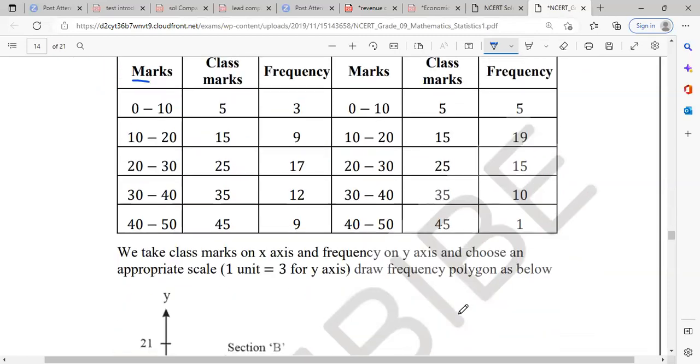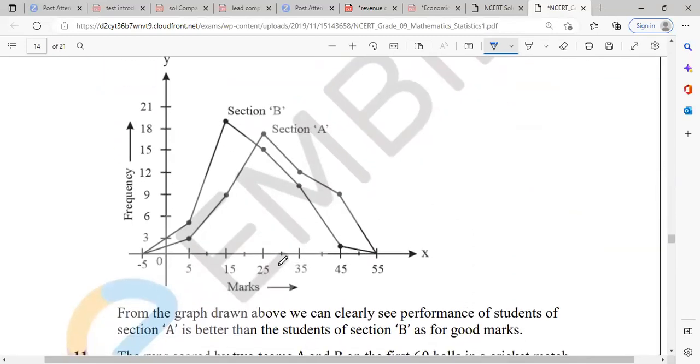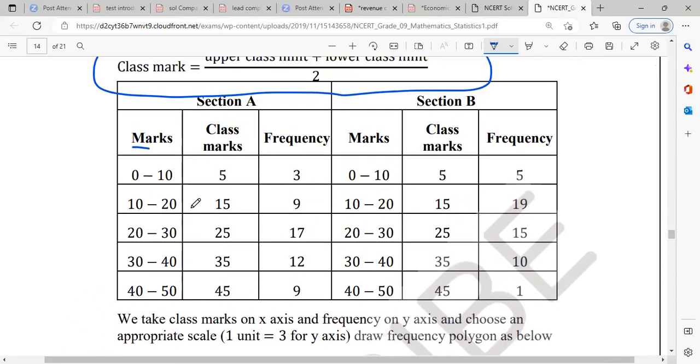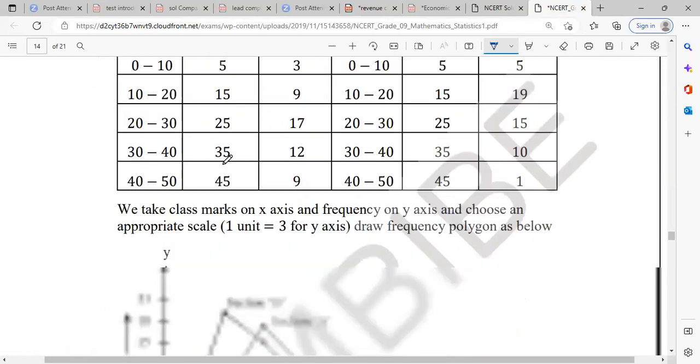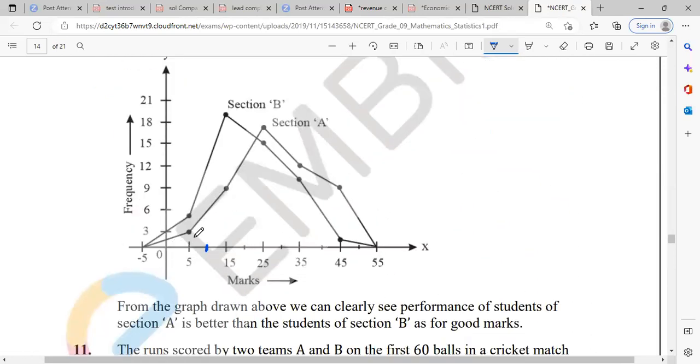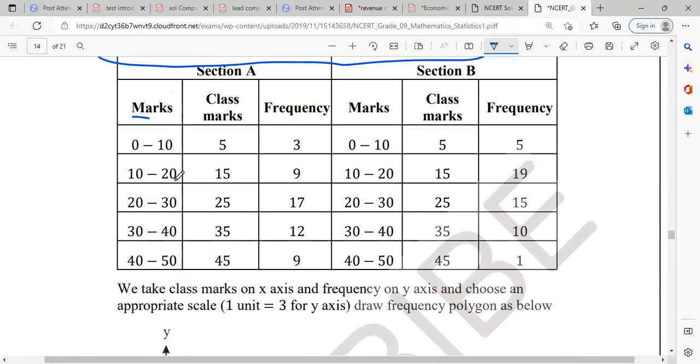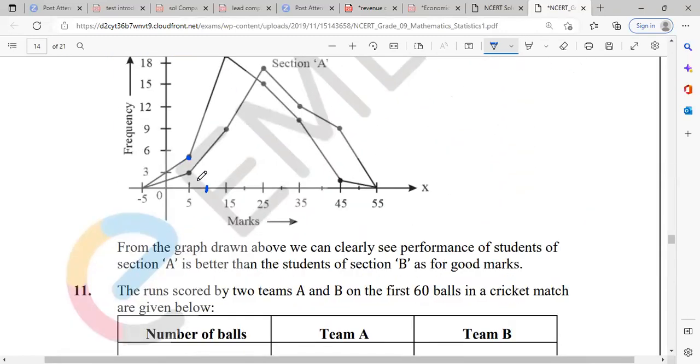Clear? Now, coming to this, over here you will make it 0 to 5, then 5 to 15, 15 to 25, like this, and the middle one. Over here, first of all, from 0 to 10 the class mark is 5, so you mark it here. Then for 10 to 20, it was 15, so you will mark it here.